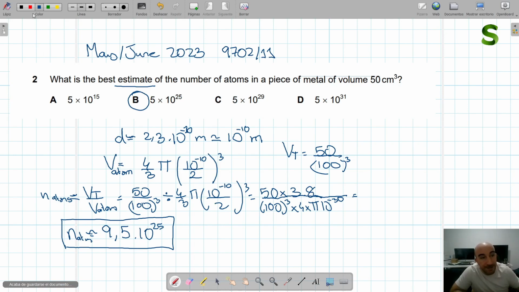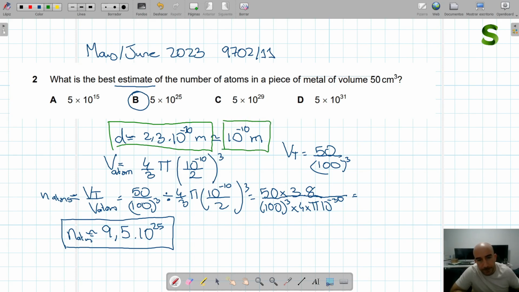So again, the key point of information to remember is the diameter of an atom, which is this or this. And as I said, it comes in the book. It comes in several exercises and past papers. So it's something that they might require for you to know. And if you get such an exercise in the exam, well, this is how you do it.